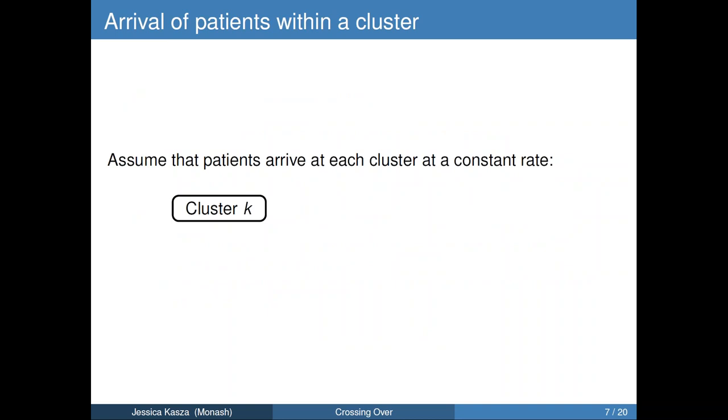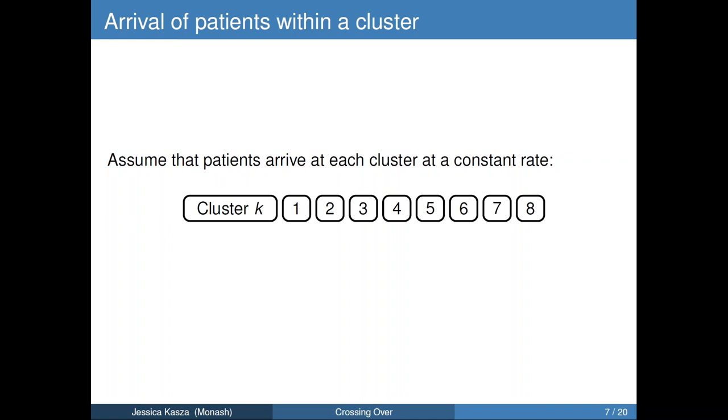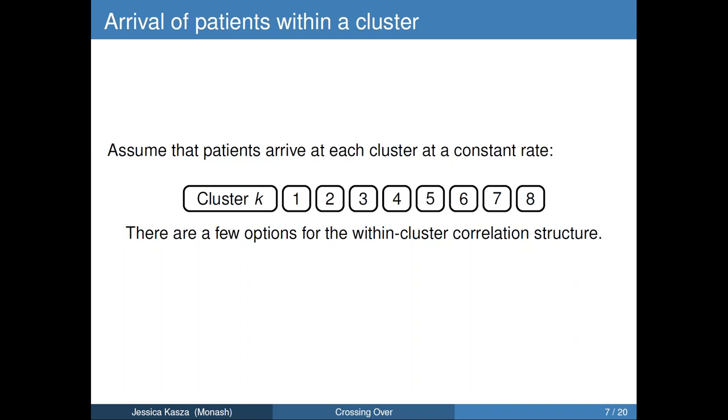So we're going to make another assumption, and that assumption is that patients arrive at each cluster at a constant rate. So we've got our cluster K, patient one arrives, is included in the trial, patient two, patient three, four, five, six, seven, eight, and so on. So these patients arrive in a sequence. And given this, we've got a few options for our within cluster correlation structure. The first option is a constant correlation model.